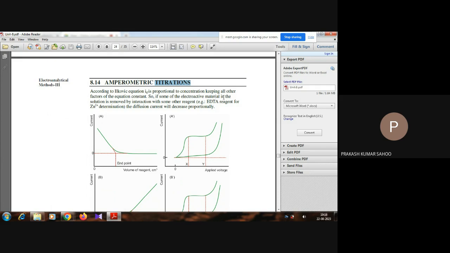The electroactive material in the solution will interact with other reagents like EDTA. Like if I go for zinc determination, we will add EDTA, and the zinc ions will form a complex with EDTA, and as the complex is formed, the current goes down because the number of ions will decrease. There will be a decrease in current with addition of the reagent, and by extrapolation of that plot we will have the endpoint, the point at which the total zinc ion will be consumed by the EDTA.